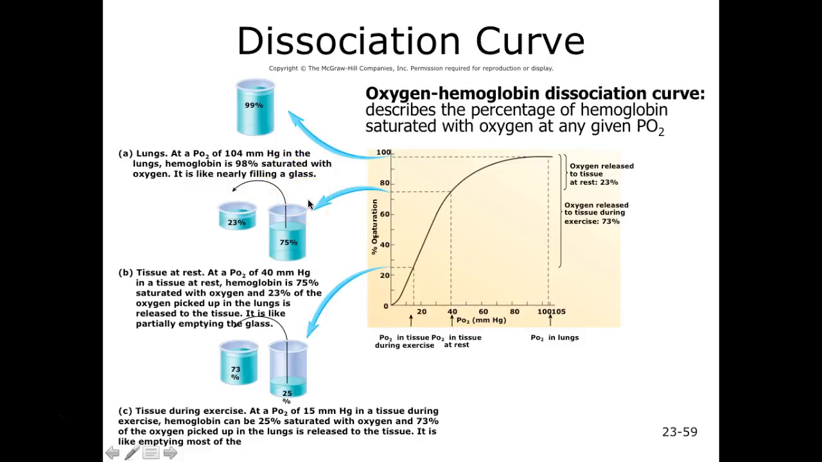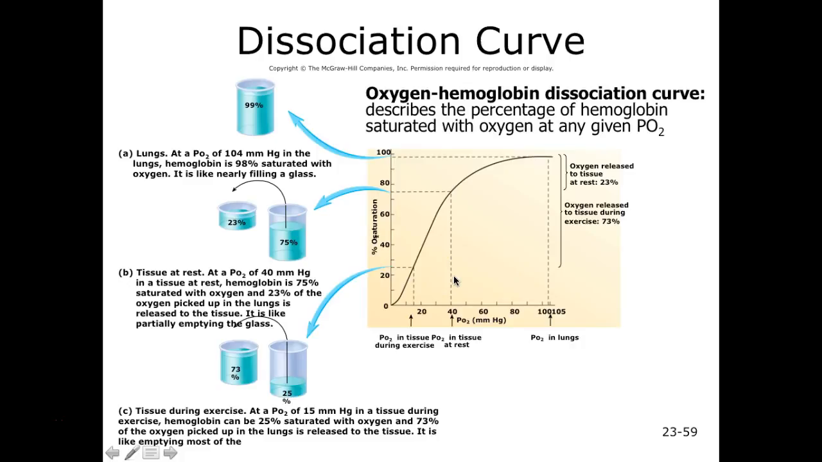Then if we continue through the tissues, remember we start giving some, as we continue through the capillaries, we continue to give off more and more oxygen, reducing our partial pressure of oxygen. So we can go as low as 40 millimeters of mercury, and at this point we are still 75% saturated with hemoglobin. So we're not seeing a huge change as far as the amount of oxygen that's saturating our hemoglobin, but we are seeing a big change as far as our partial pressure of oxygen.